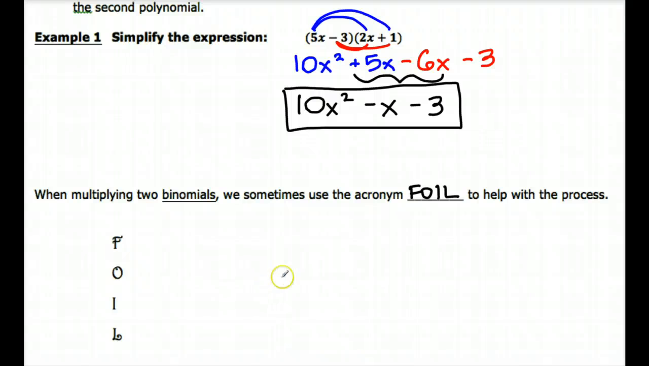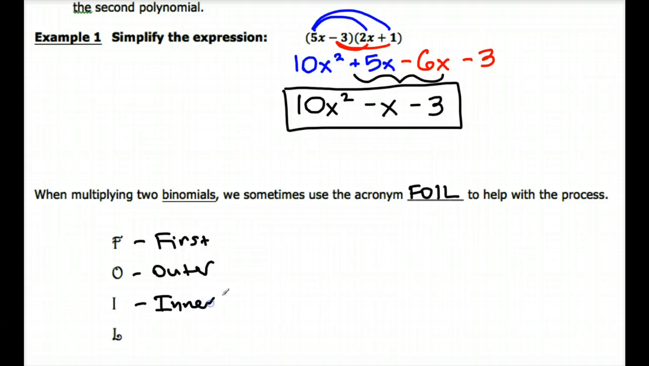And what it stands for is this. Okay, it stands for first, outer, inner, last. And it's just a way to remember to multiply each of your terms when you're multiplying two binomials.